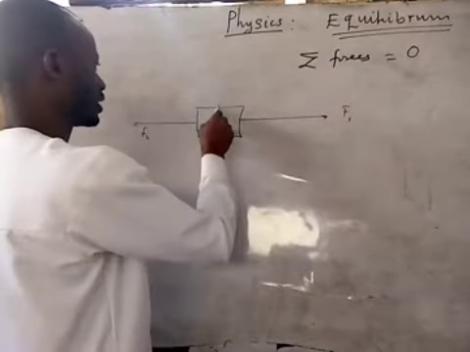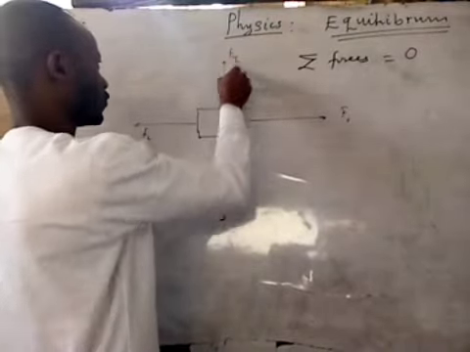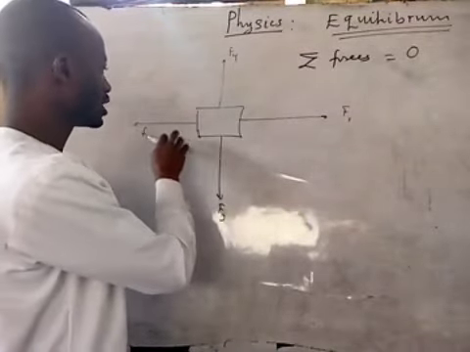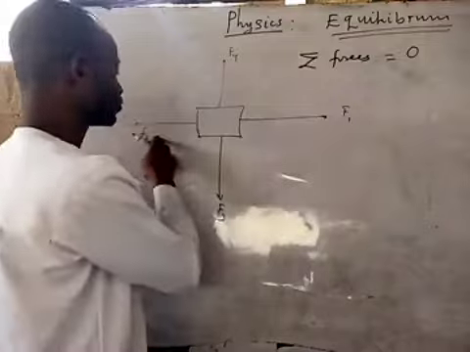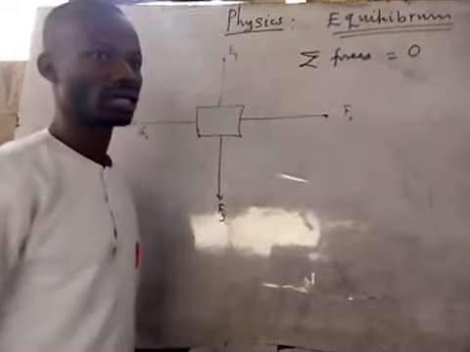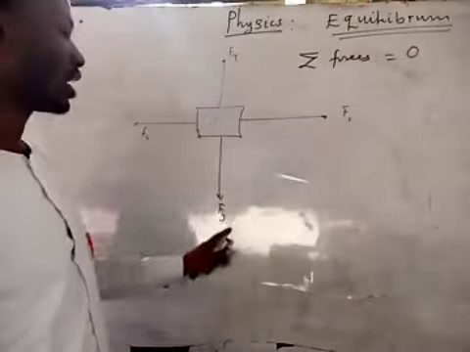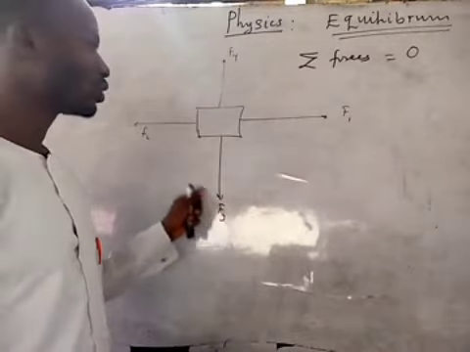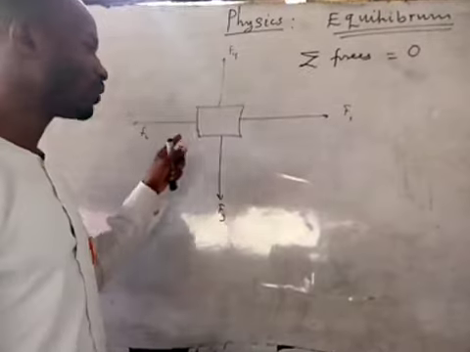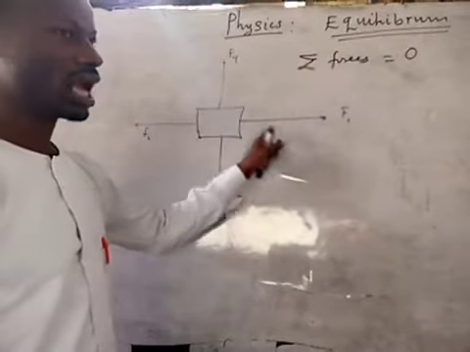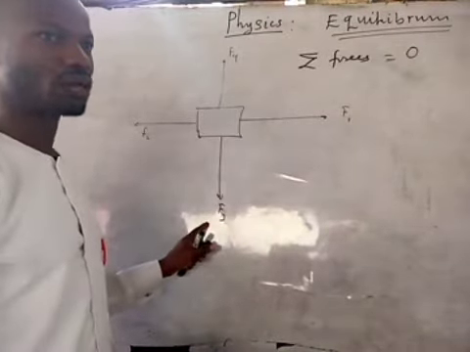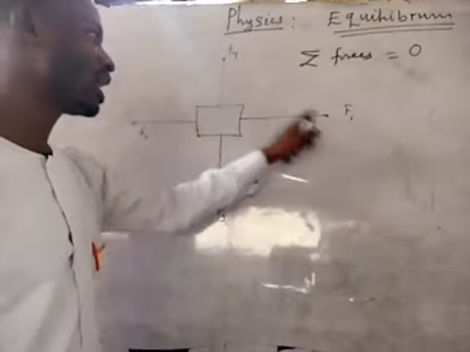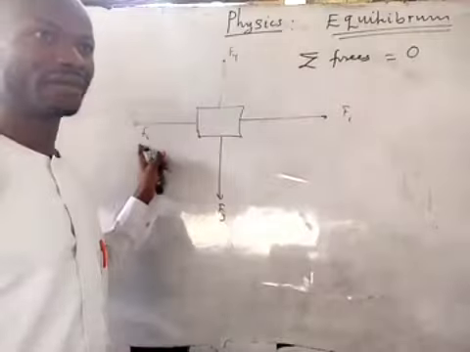I have F3 and F4. F1 and F2 are acting horizontally on this mass, and F3 and F4 are acting vertically on this mass. So for this body to be in equilibrium, the horizontal forces, F1 and F2, must cancel themselves.